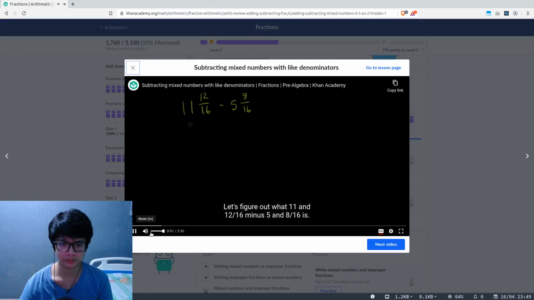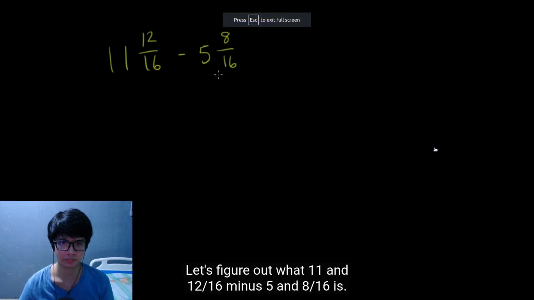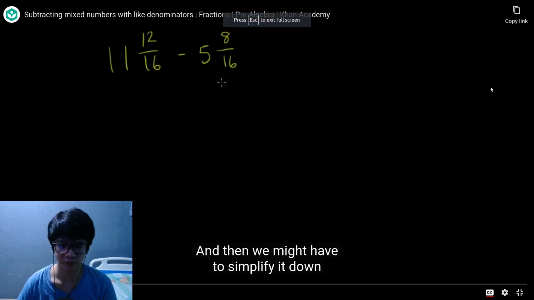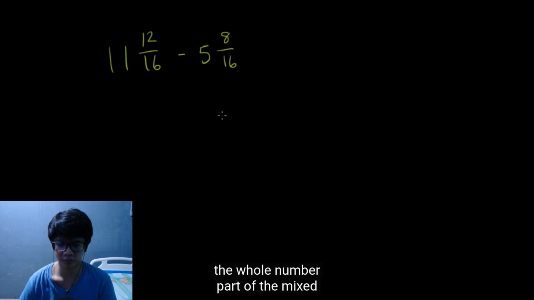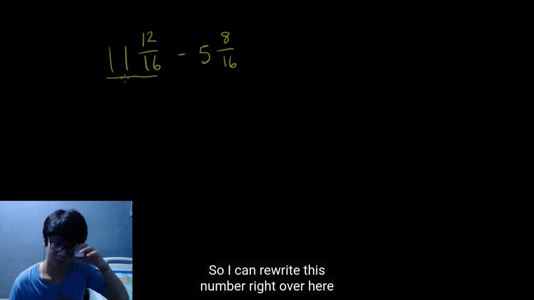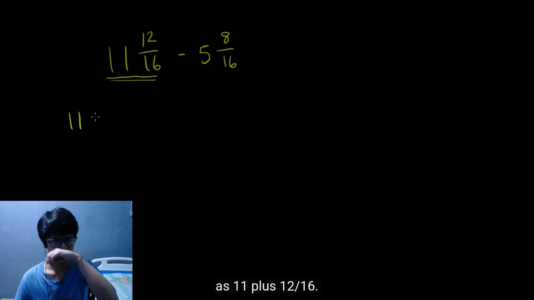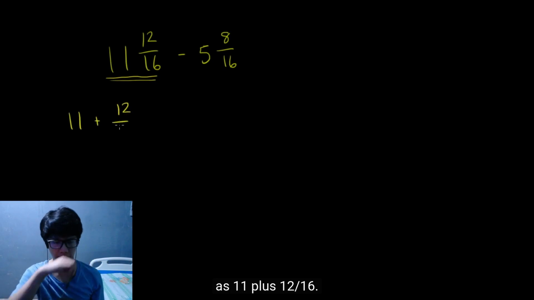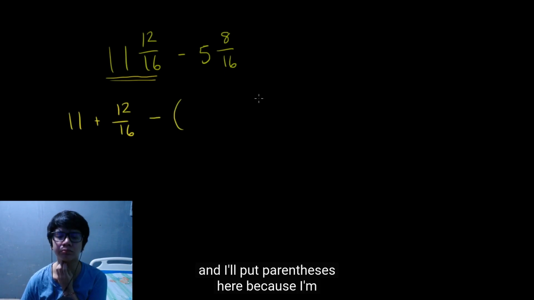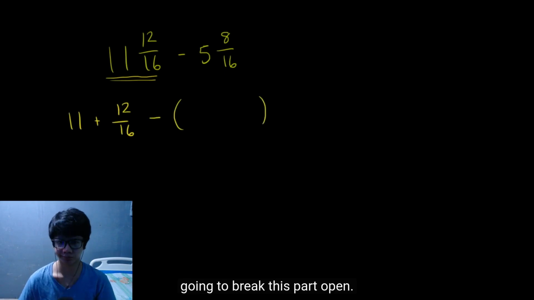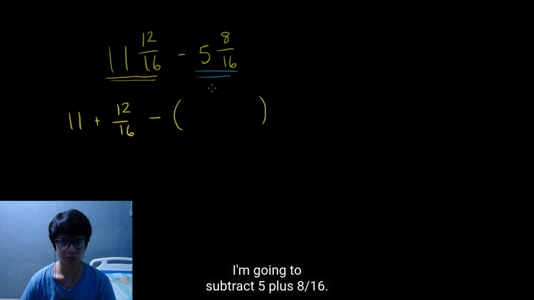Let's figure out what 11 and 12/16 minus 5 and 8/16 is, and then we might have to simplify it down to lowest terms. The way I like to do these is to separate out the whole number part of the mixed numbers from the fractional part. So I can rewrite this number as 11 plus 12 over 16. And from that, I am going to subtract, and I'll put parentheses here because I'm going to break this part open, 5 plus 8 over 16.